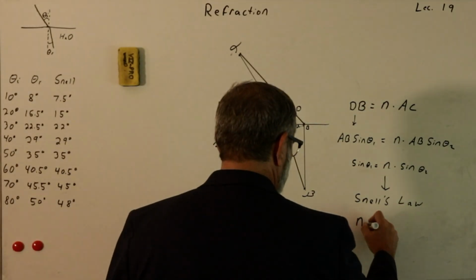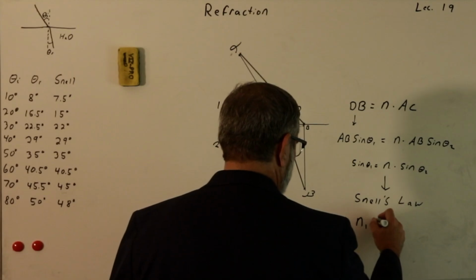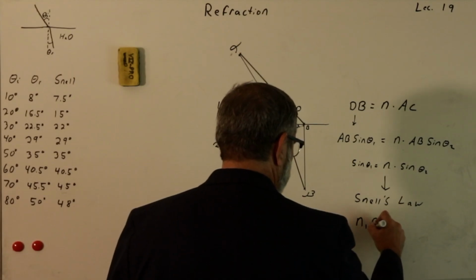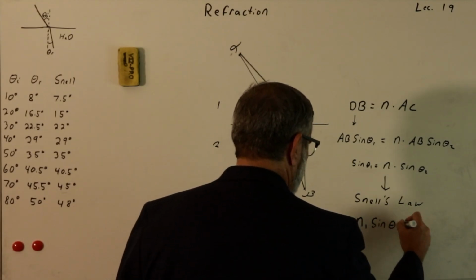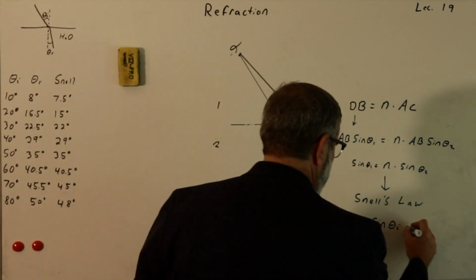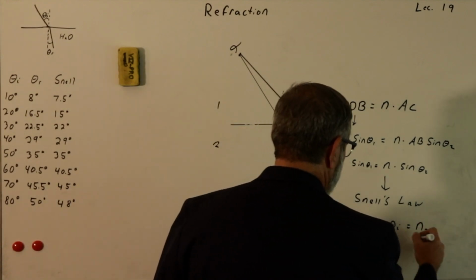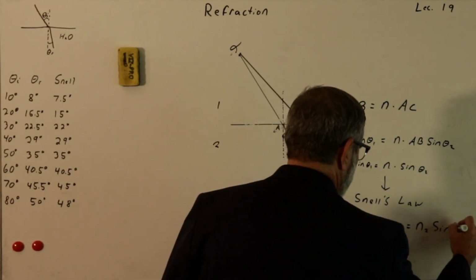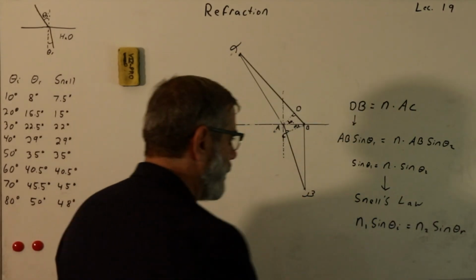And so what is Snell's law in the end? It says that n1 times the sine of theta I, we call that the angle of incidence, is equal to n2, the second material, times the sine of the angle of refraction.